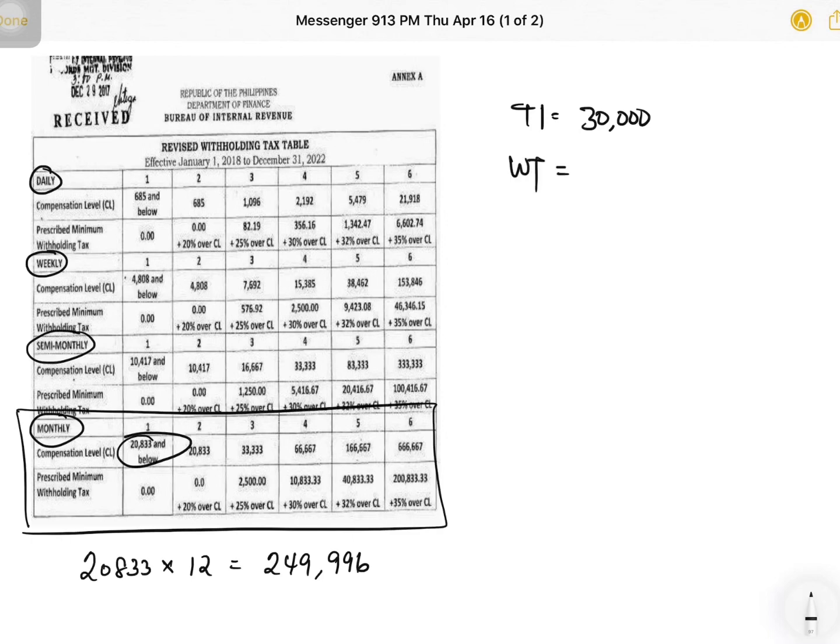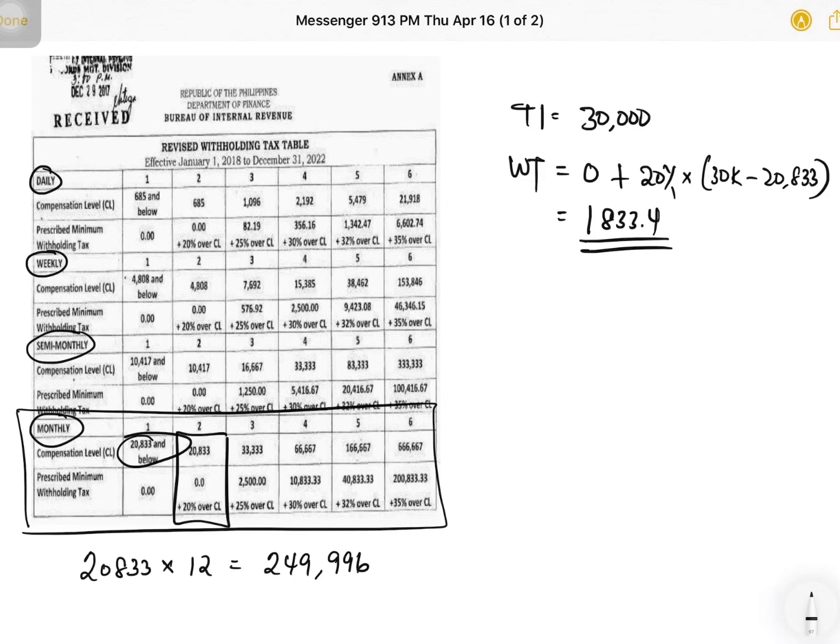So, 30,000 is in this part of the table. It says there that you will be paying 0 plus 20% of the excess. So it's 20% times 30K minus 20,833. The answer is 1,833.4.